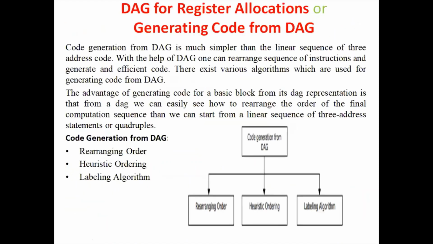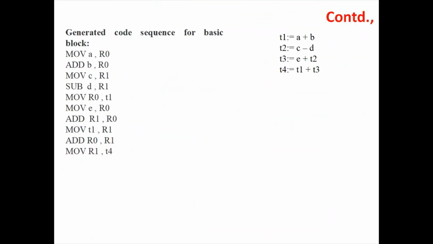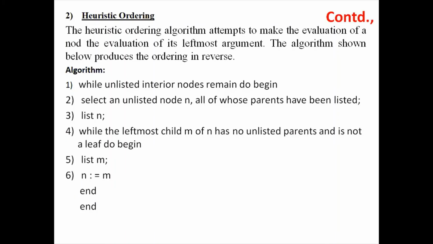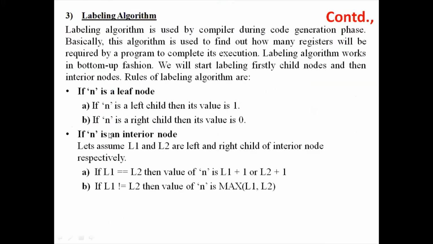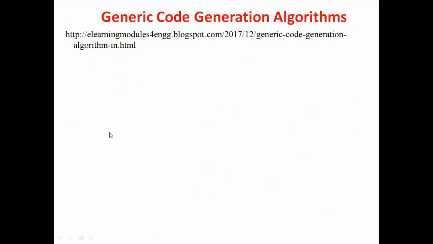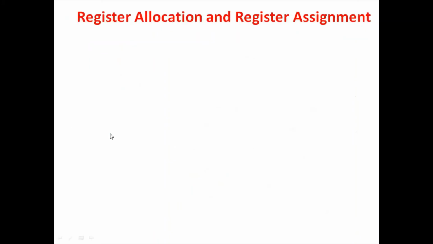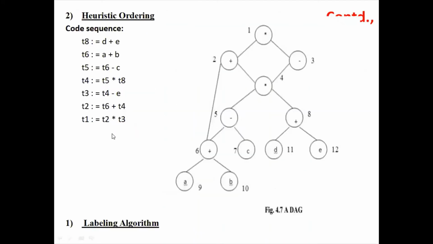The next big question is DAG for register allocation, or generating code from a DAG. This is also one type of part B question. This is a simple, small topic for the fifth module and fourth module, so prepare all the topics and then you can clear the examination easily. The next are generic code generation algorithms, then register allocation and assignment. These are all the fifth module topics.